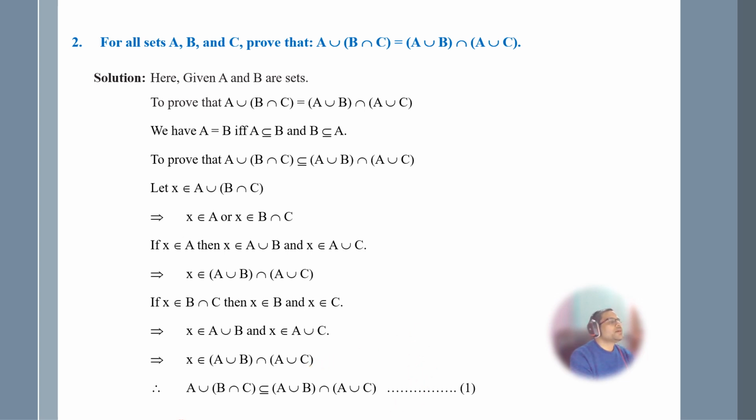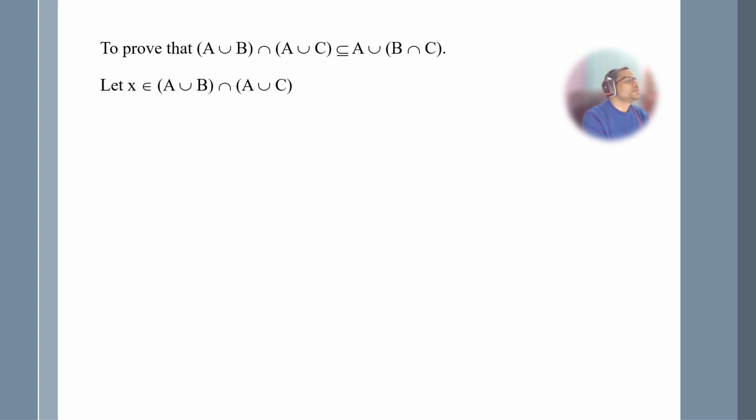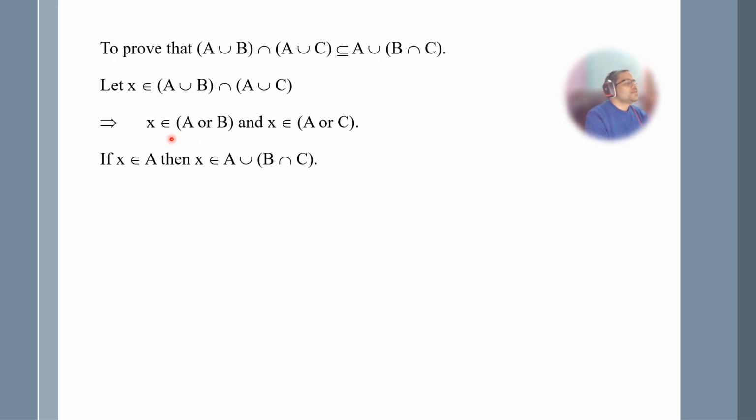Now, taking the right hand side and trying to show that the right hand side is a subset of the left hand side. So to prove this, let us suppose x belongs to this condition, that is (A union B) intersection (A union C). Then we can write x belongs to A or B and x belongs to A or C. Here union stands for or, and the intersection stands for and.